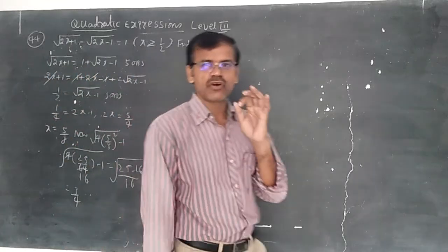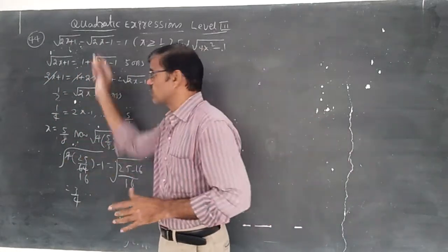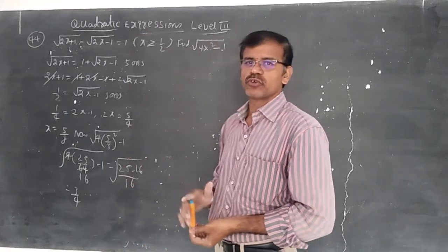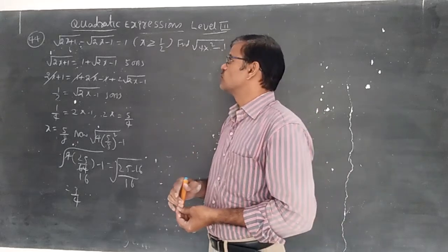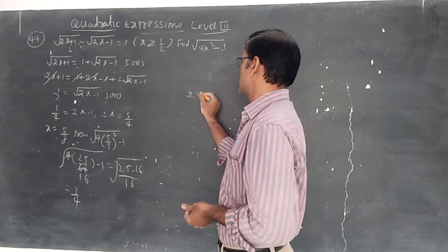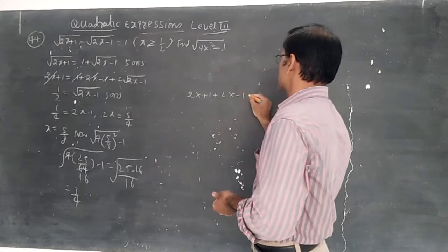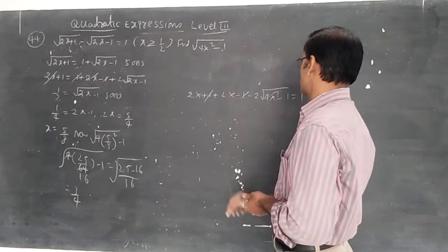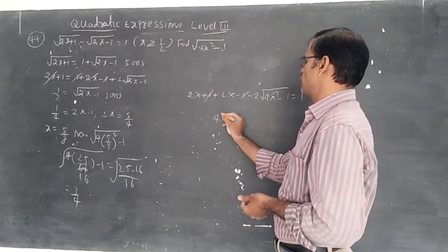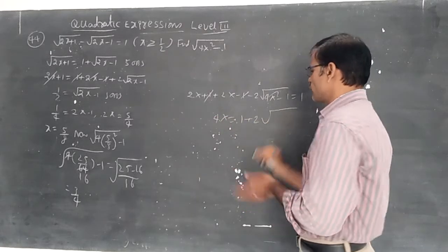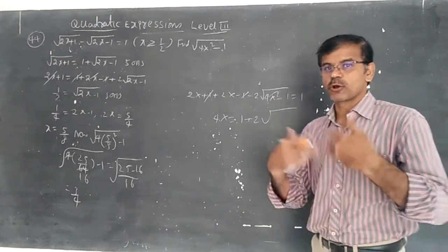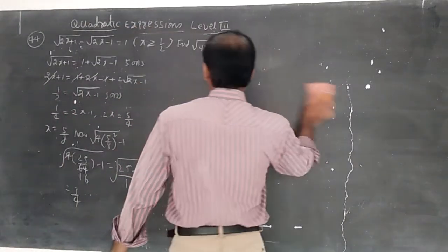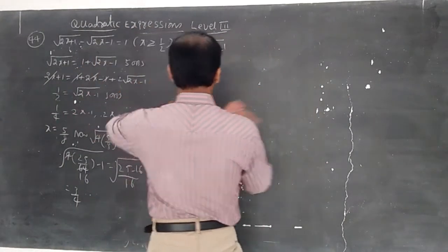If you square both sides at the beginning, what will happen? You get 2x plus 1 plus 2x minus 1 minus 2 root of 4x square minus 1 equal to 1. 1 got cancelled. If you take this to the other side, 4x is equal to 1 plus 2 root of 4x square minus 1. You will not get the answer. The problem will be complicated. So it is better to do it by this method. Of course, given x greater than or equal to 1 by 2, this step should take the right side.